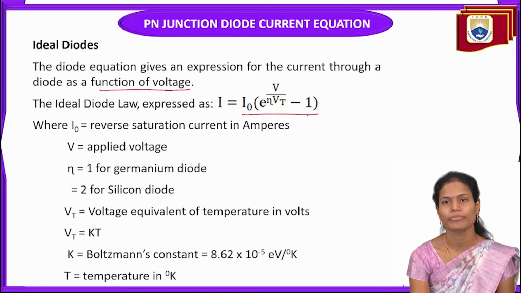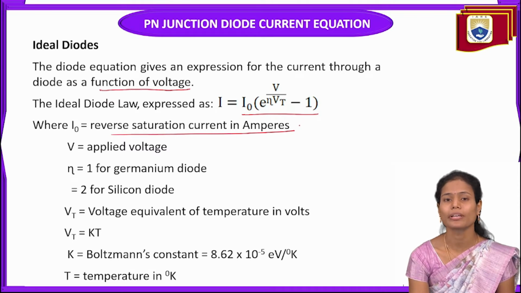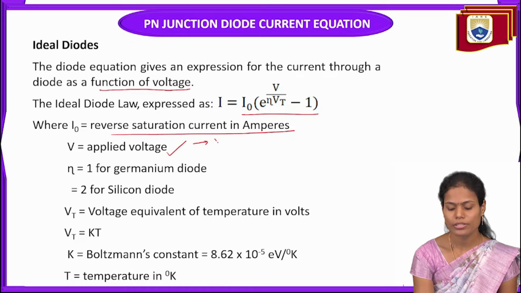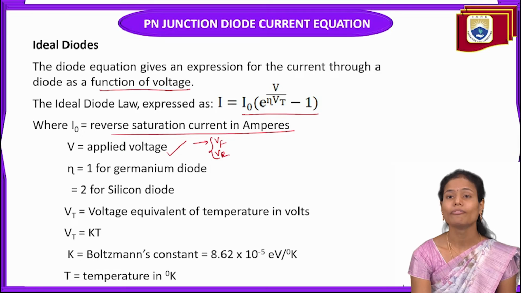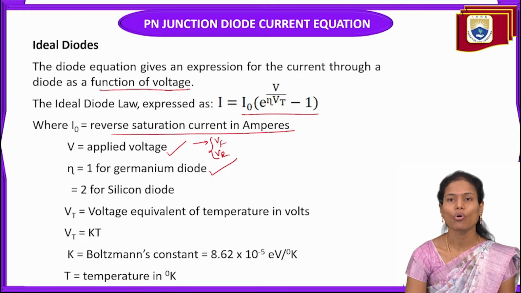where this I naught is nothing but the reverse saturation current in amperes, whenever we are applying the reverse bias or reverse voltage to the diode. And V is nothing but the applied voltage, that may be in the forward bias condition or reverse bias condition. If it is forward bias condition, we write it as Vf. If it is reverse bias condition, we can write it as Vr here. And eta is 1 for germanium diode and 2 for silicon diode. This eta indicates the quality factor of that particular diode.